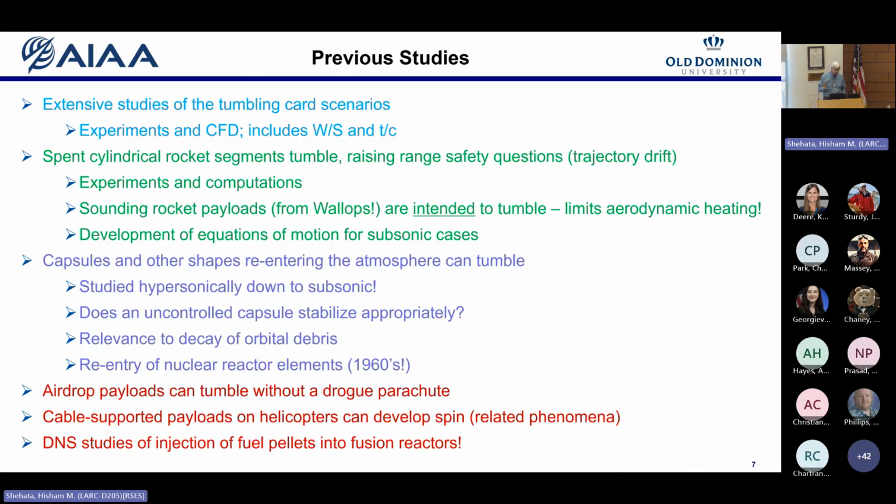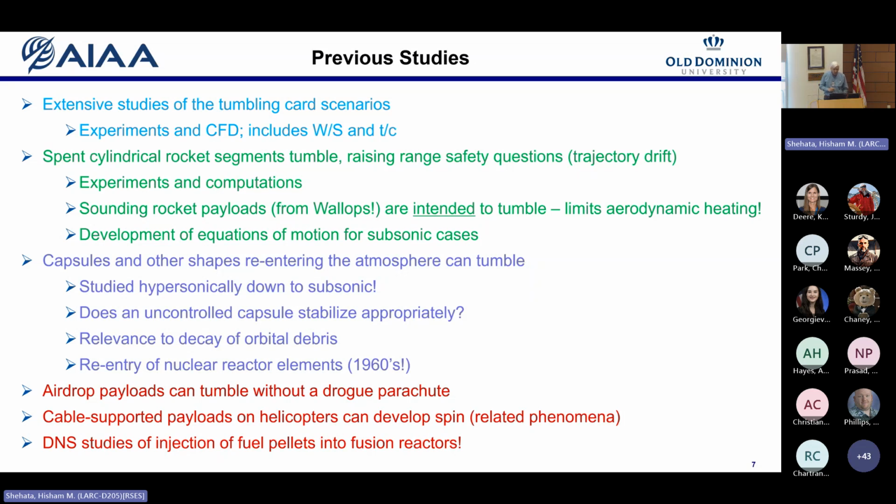Many, many other studies. People have done the two-dimensional cards and the tumbling strips of paper. Very academic and nerdy thing. Rocket segments, longish cylinders, will tumble in descent. So there's a range safety question. How much side force can they generate and where would they drift in trajectory wise?